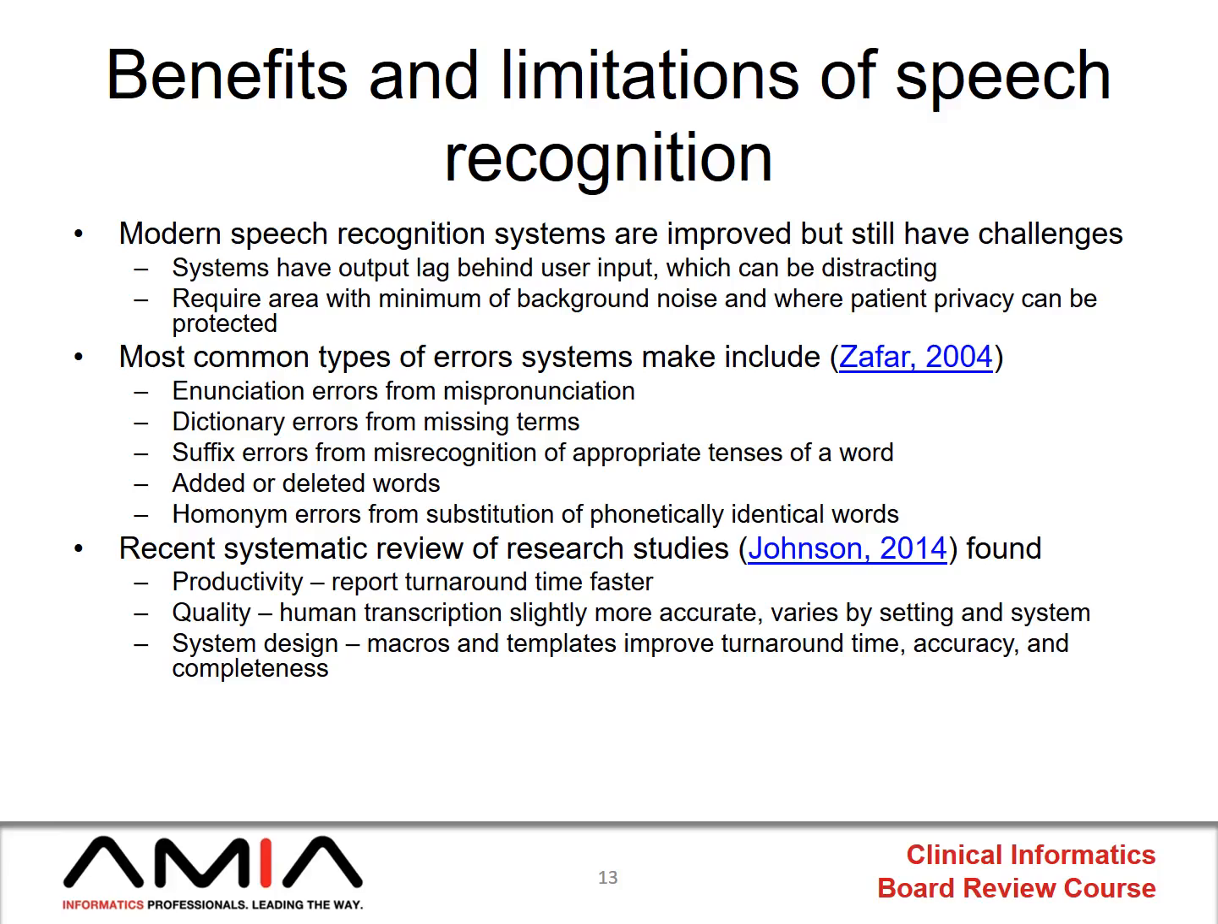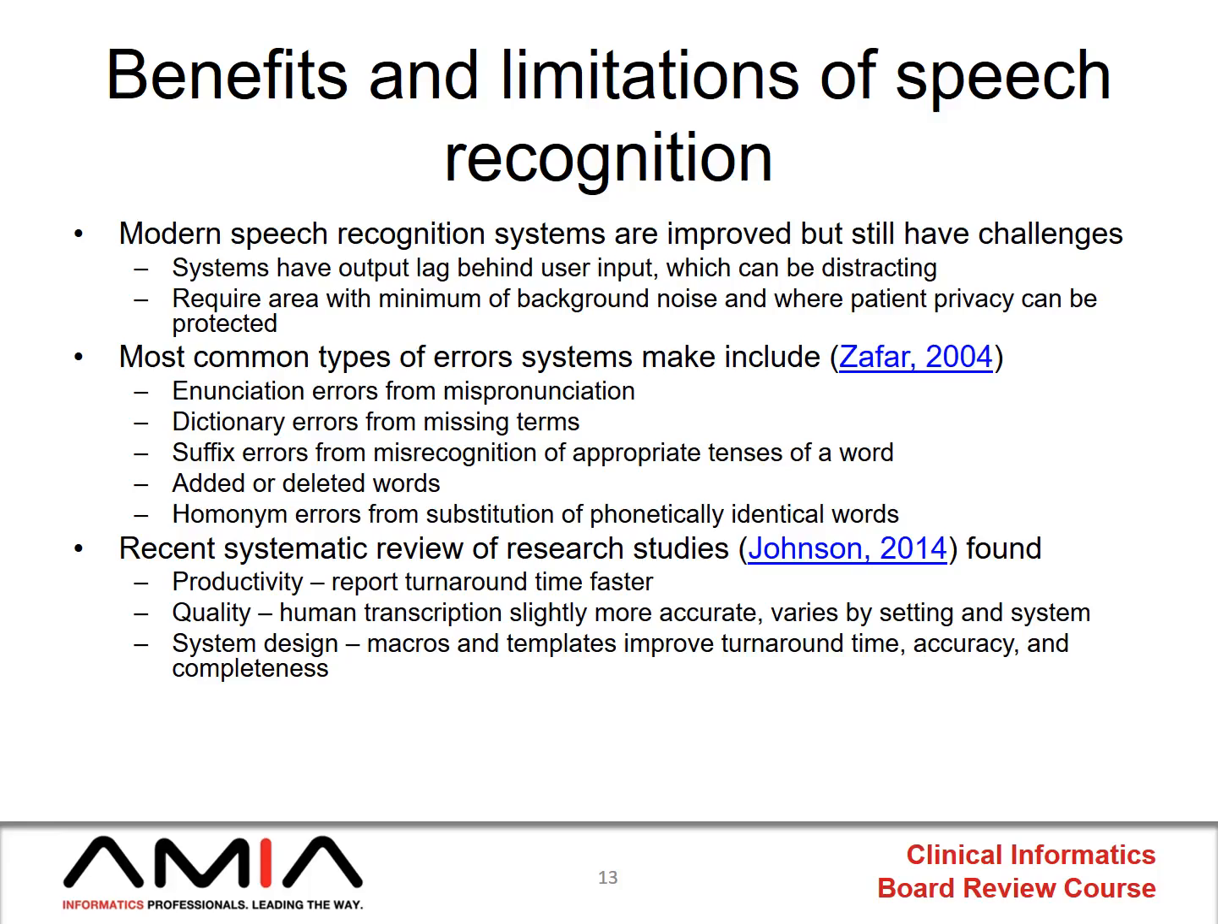One study looked at the most common types of errors that speech systems make. These include enunciation errors that come from mispronunciation of words, dictionary errors when a word is not in the dictionary, suffix errors when there's misrecognition of appropriate tenses of a word, added or deleted words which sometimes don't match up to what the speaker has actually said, and then homonym errors when there is substitution of phonetically identical words.